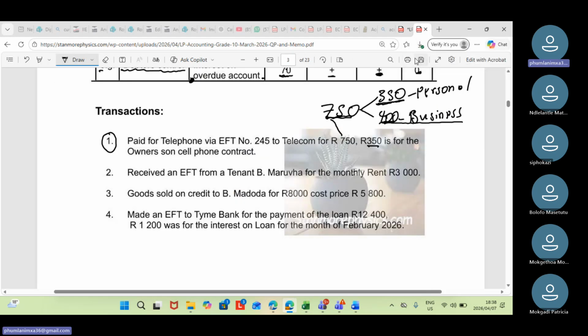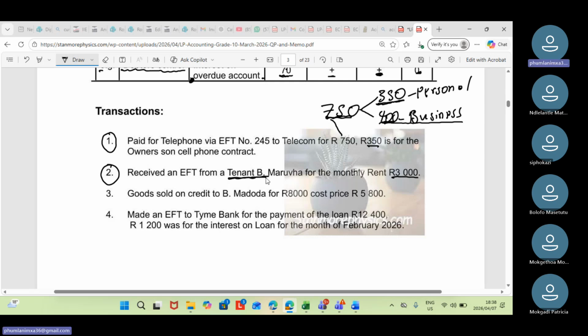So let's move to transaction number 2. Number 2: received an EFT from a tenant B. The name of the tenant is Maruba, for the monthly rent of how much? 3,000. We received an EFT from a tenant B. We're getting money, an electronic transfer of funds. We're getting money from who? A tenant B.